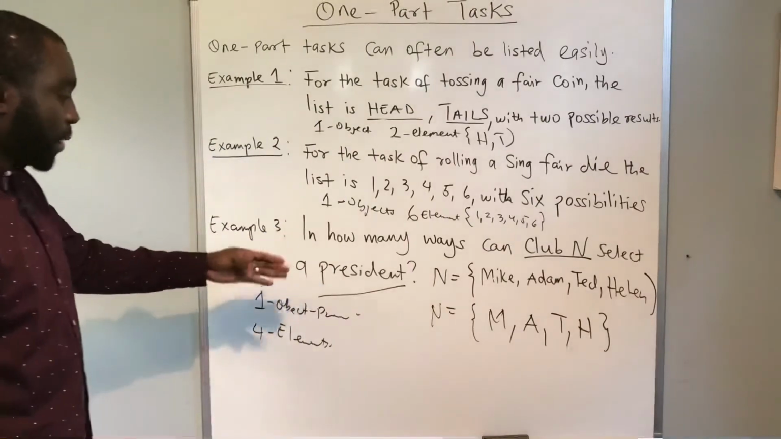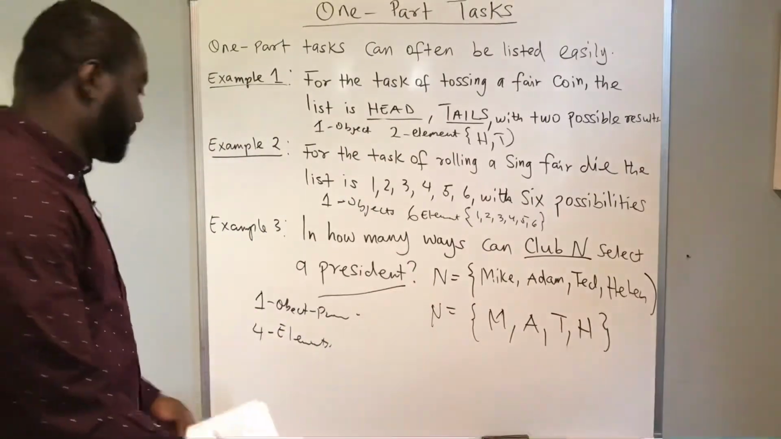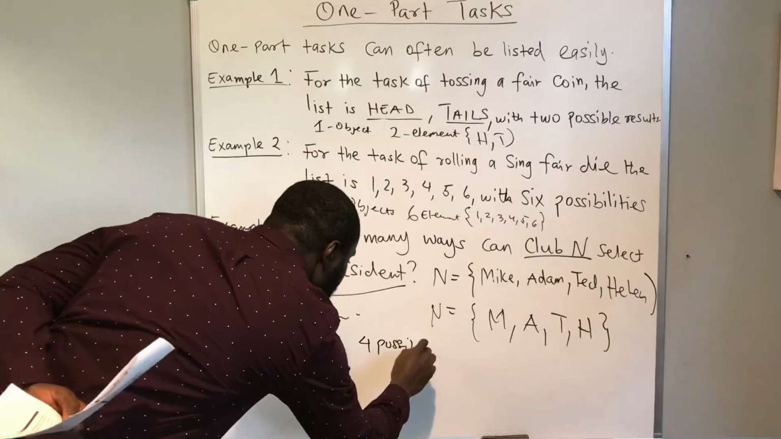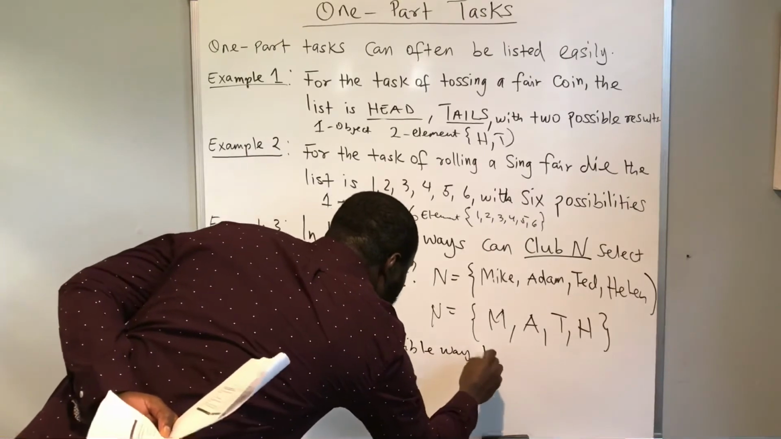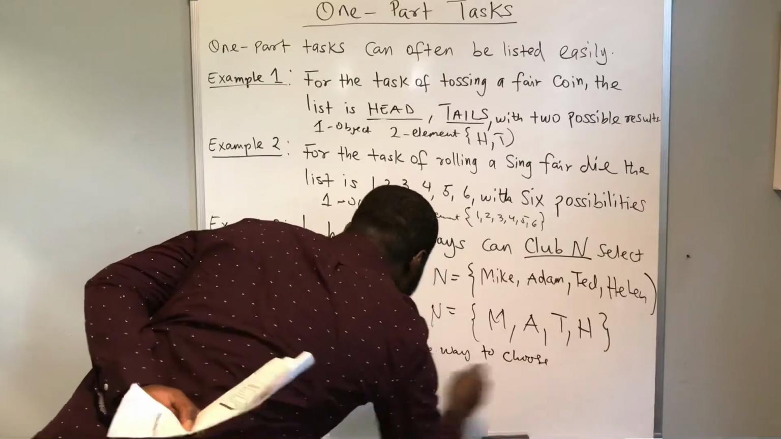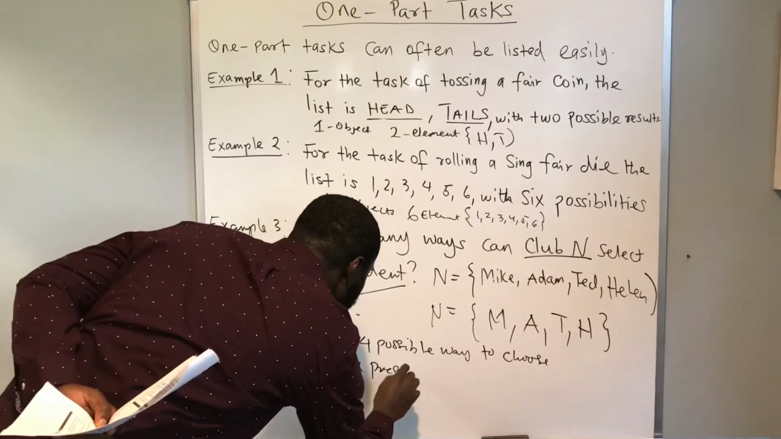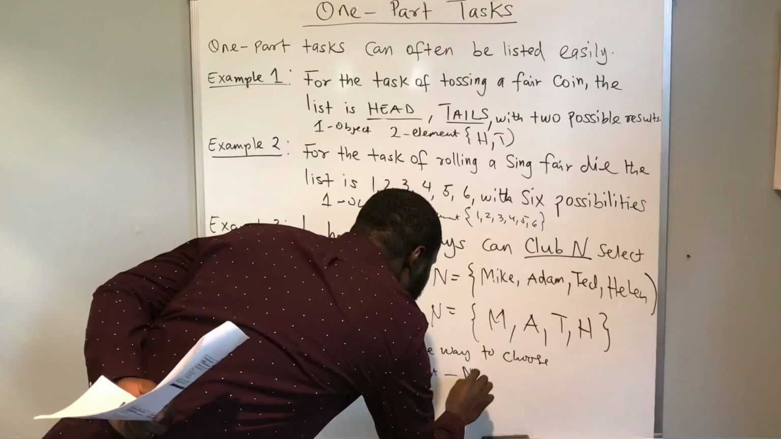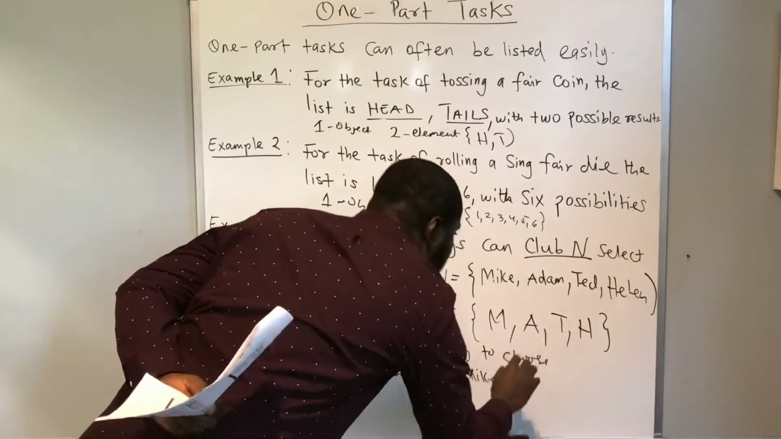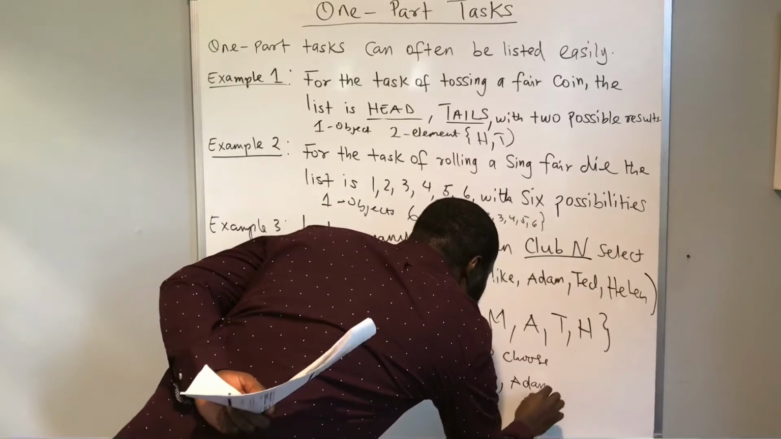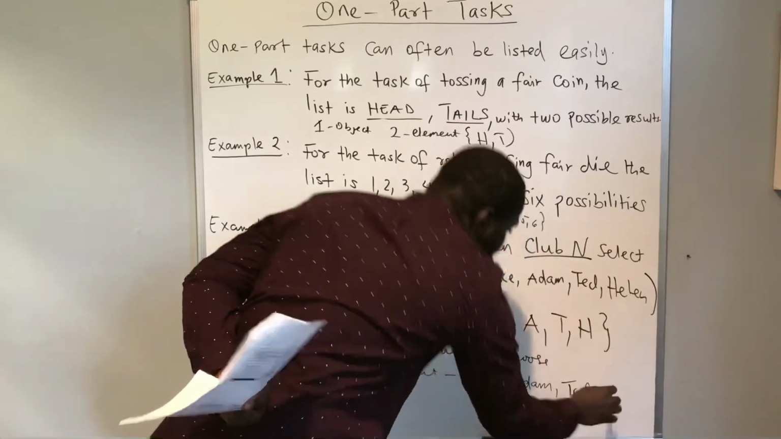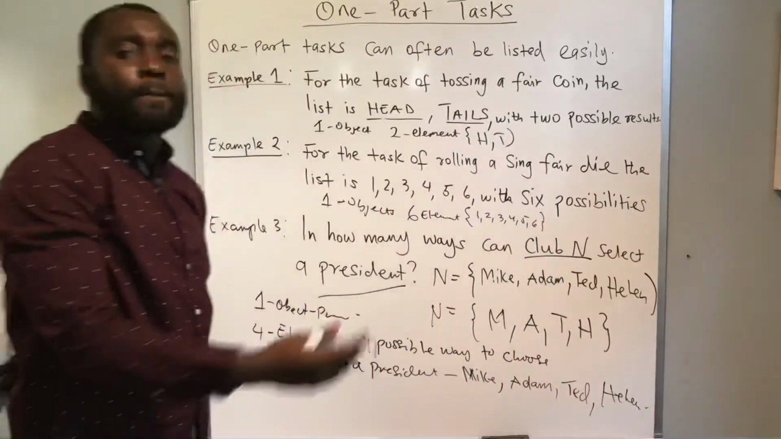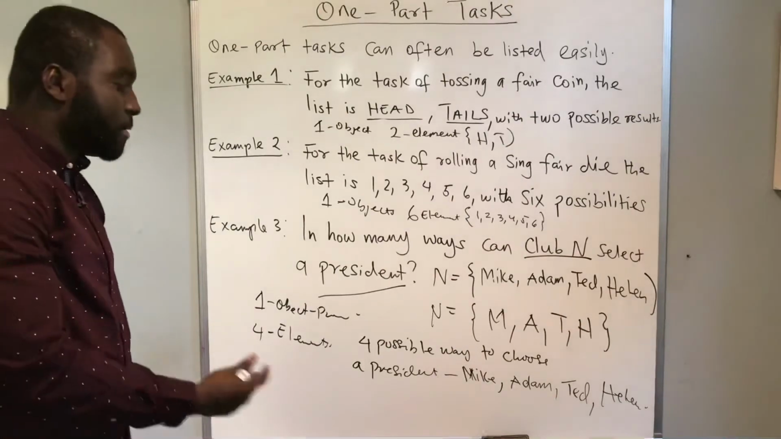So the answer to this question is that there are 4 possible ways to choose a president. They can either choose Mike, or they can choose Adam, or they can choose Ted, or they can choose Helen. So 4 possible ways to choose a president.